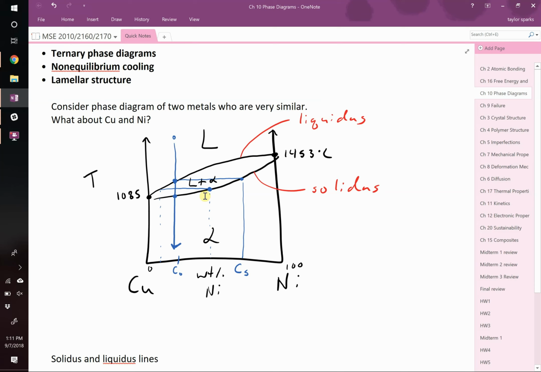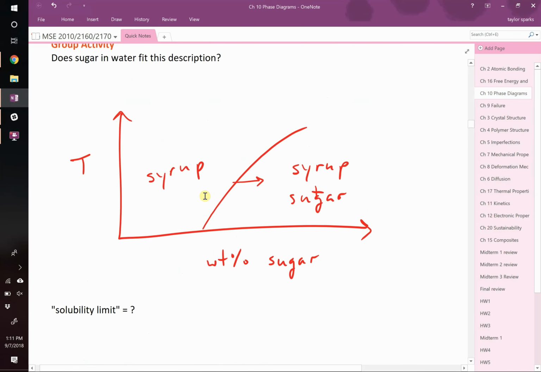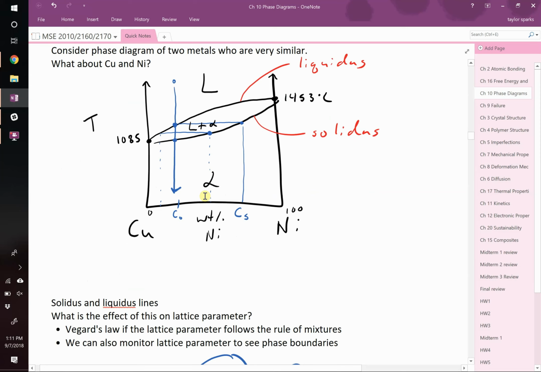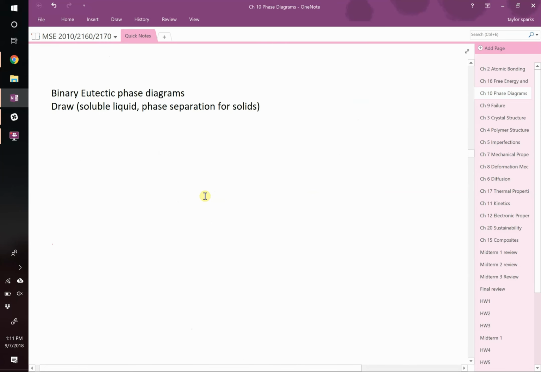So they're going to have different what we call solubility limits. And solubility limits is just the exact same as our syrup and water thing, right? It's a limit at which you can't keep that same phase. It's going to precipitate out as a second phase. Okay? All right. Let's draw what we call the second most common type of phase diagram, a binary eutectic phase diagram. It looks like this.